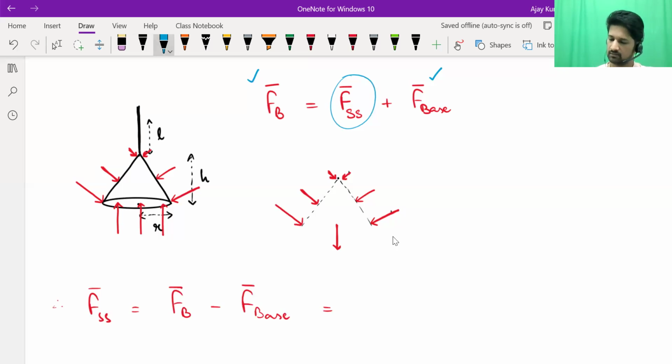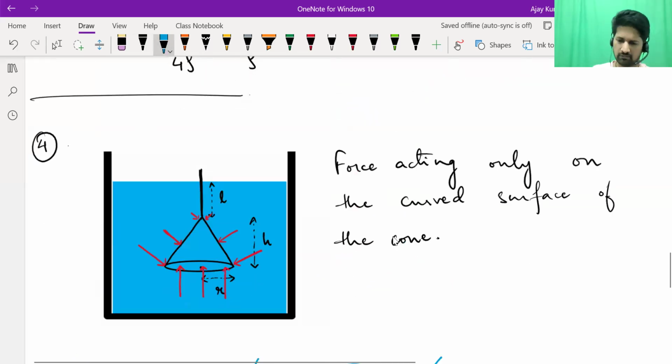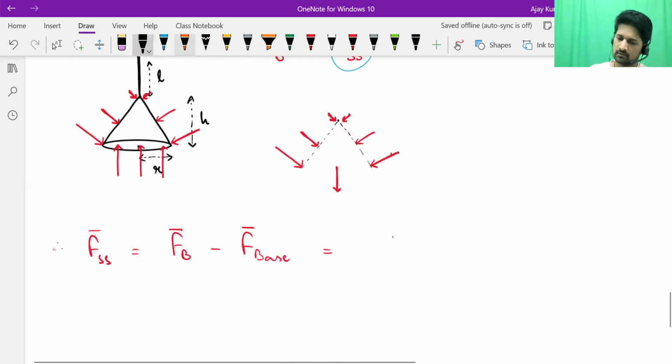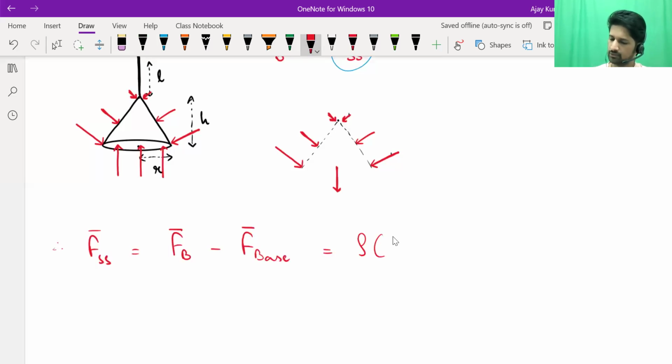Density of liquid. Okay, that must have been given in the problem. Did I give it or not? Okay, it will depend on that. Density of liquid into total volume of the cone, pi r square h divided by 3, because that's the volume of liquid displaced. Density of liquid into volume displaced into g. That is buoyant force. And in which direction is this? Upward. So j cap. Minus force acting on the base.